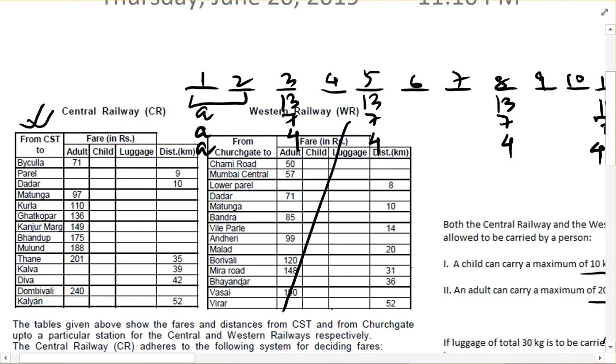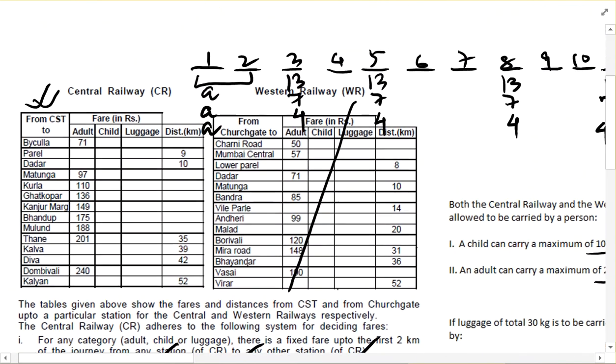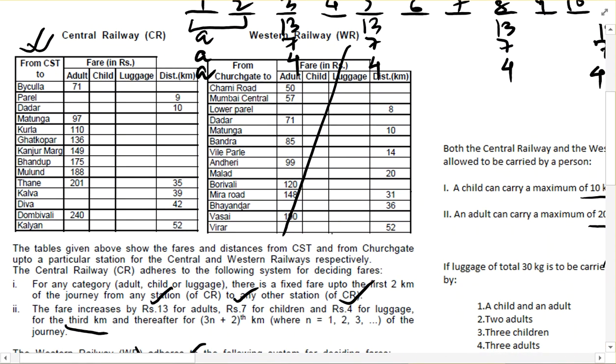Now you can see here 9 kilometers, but the fare is not given. 10 kilometers, fare not given. 39 kilometers, fare not given. 42 kilometers, fare not given. Only this one can give us data. So 35 kilometers and 201 rupees, and it is for an adult.